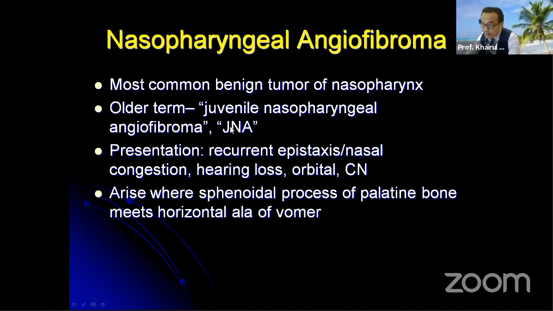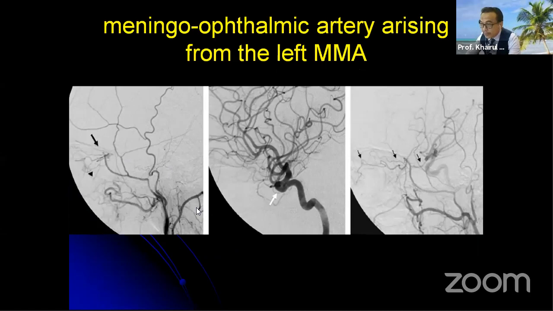I want to show how complications can happen when we deal with this kind of tumor, especially juvenile angiofibroma. If there is no ophthalmic artery, in this radiograph, we can see there's a lot of possible anastomosis.